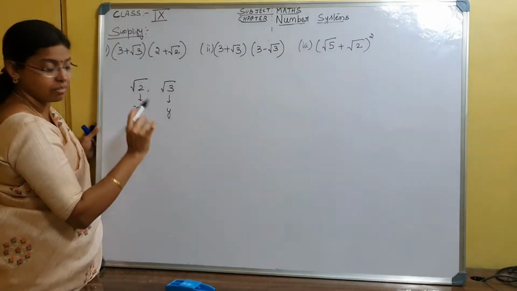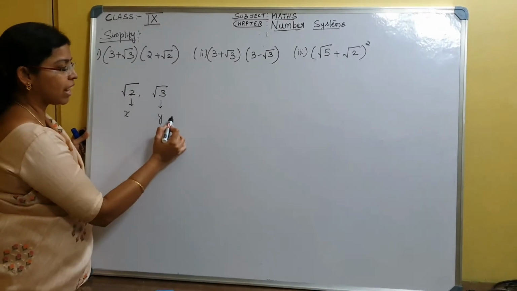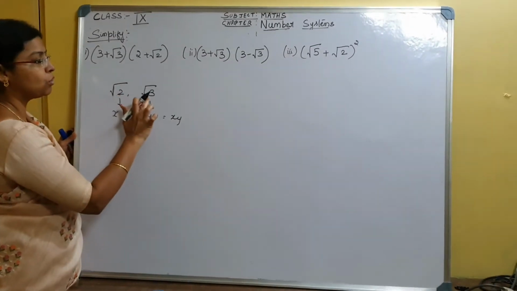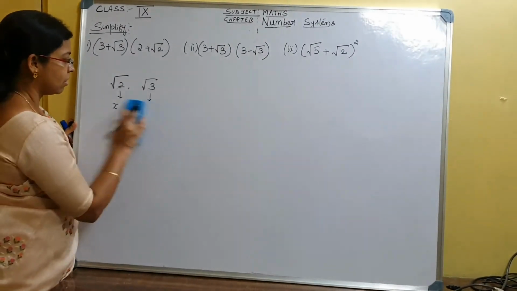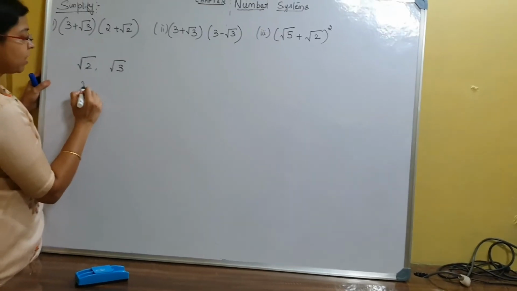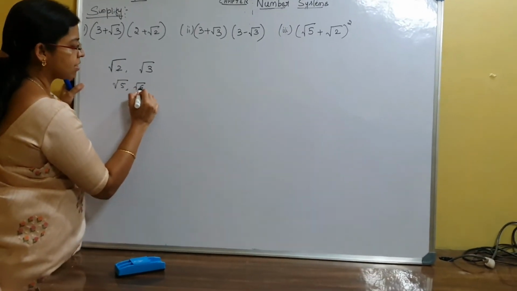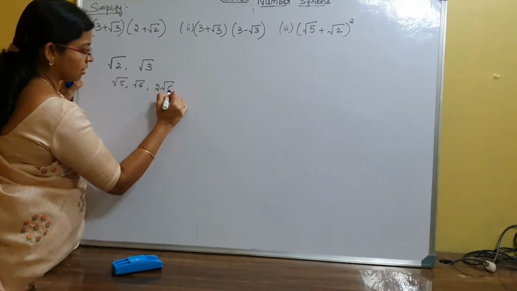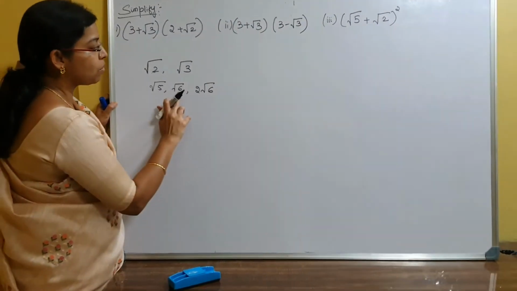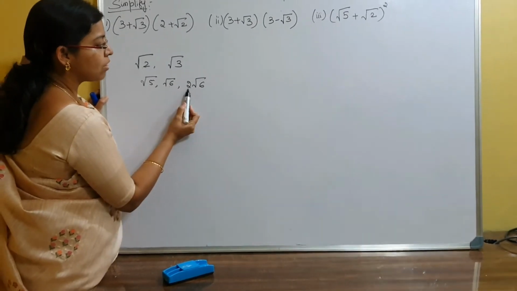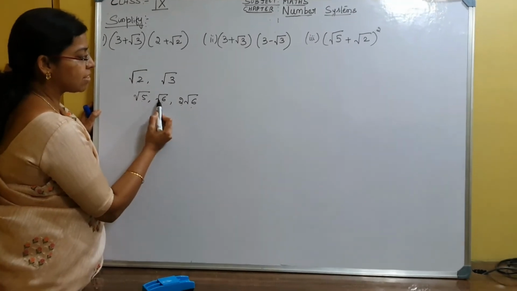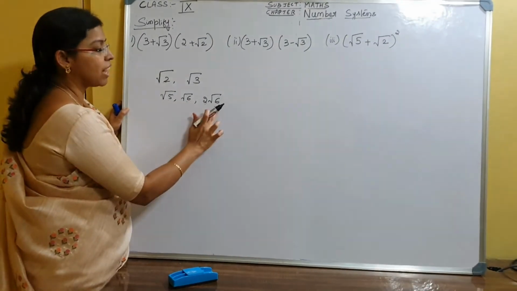Can we add x plus y and write it as xy? No. They are unlike terms. So root 2, root 3 will be unlike terms. Here you need to understand what is inside the root. For example, root 5, root 6, 2 root 6. Here root 5 and root 6 are unlike terms. And what about root 6 and 2 root 6? What is the coefficient of root 6 here? 2. Inside the root it is the same number. Therefore they are like terms.